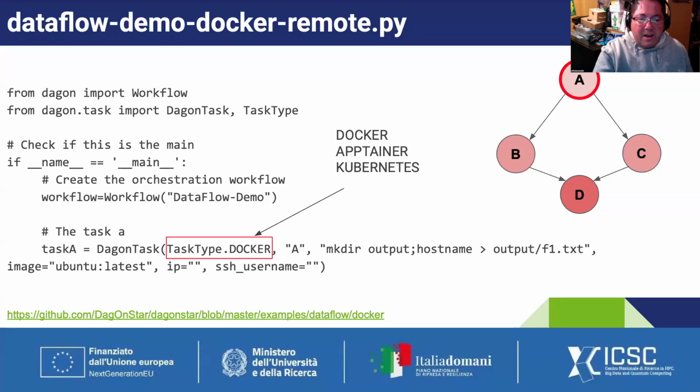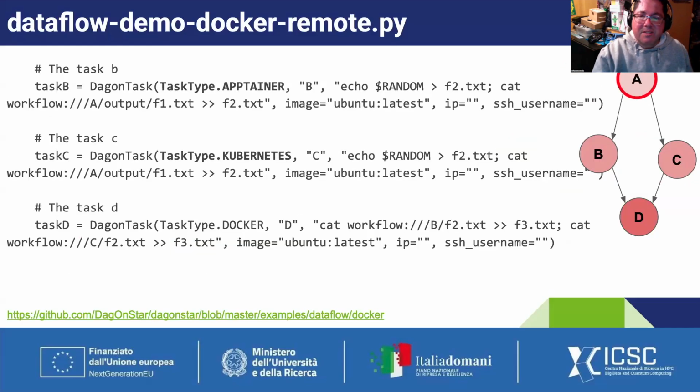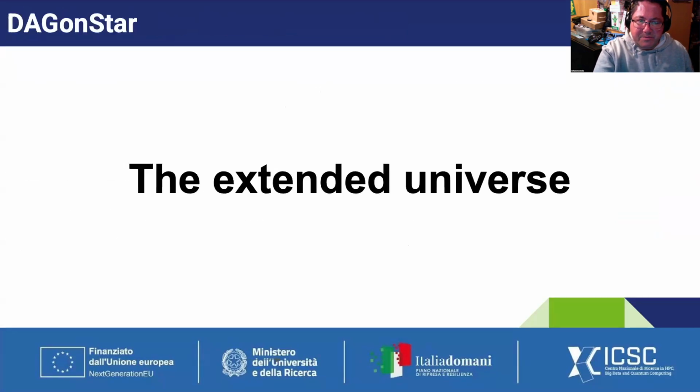We have to specify the image. In this case, we don't specify its IP and usernames. The same for task B and C. In this case, we use different task types. And finally, D consumes the result.